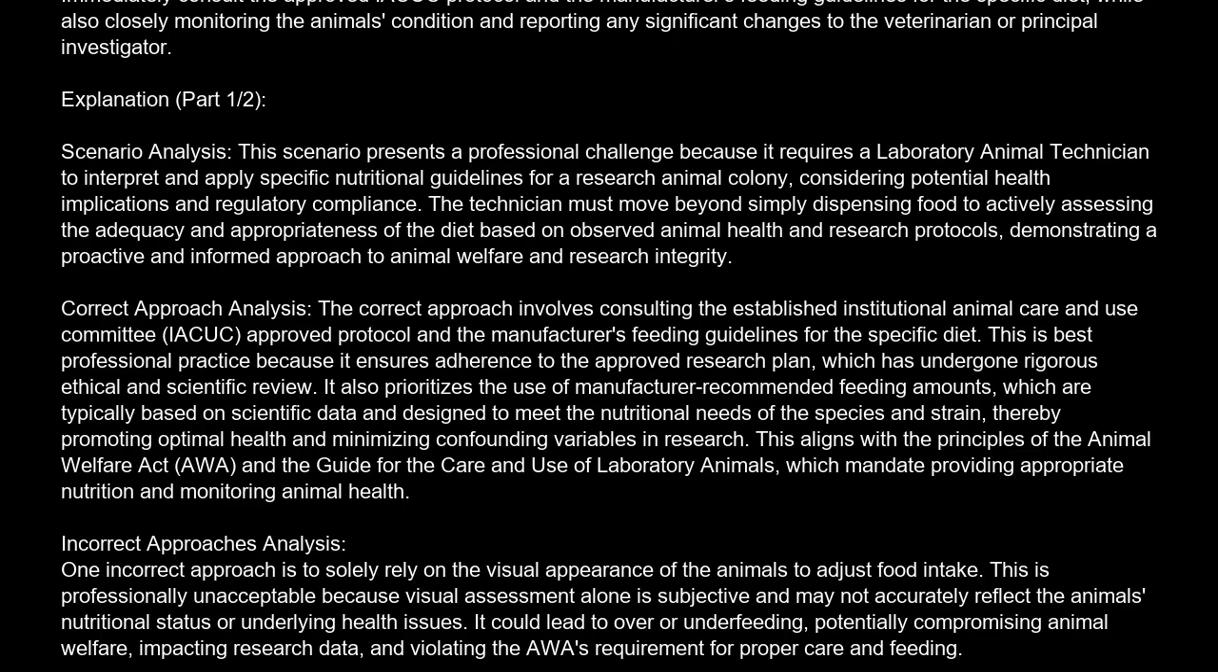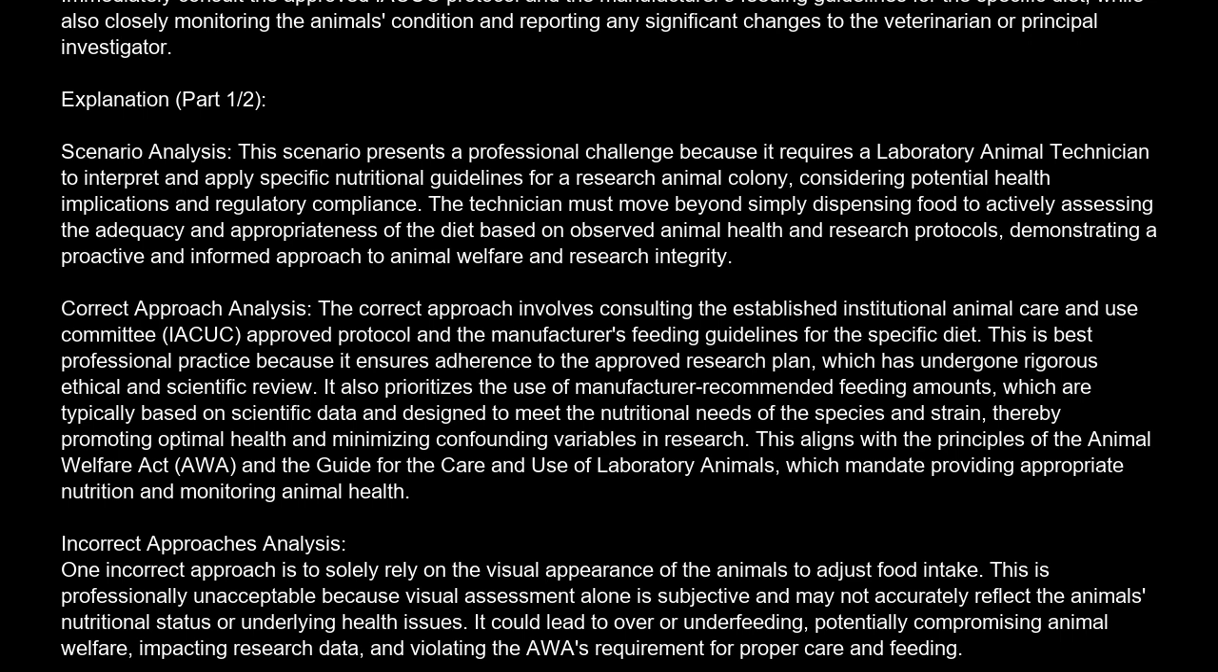The correct answer is D. Immediately consult the approved IACUC protocol and the manufacturer's feeding guidelines for the specific diet, while also closely monitoring the animal's condition and reporting any significant changes to the veterinarian or principal investigator.